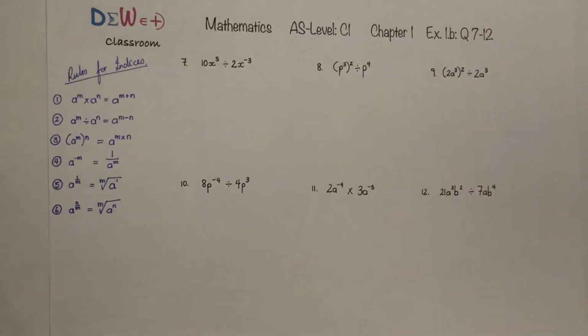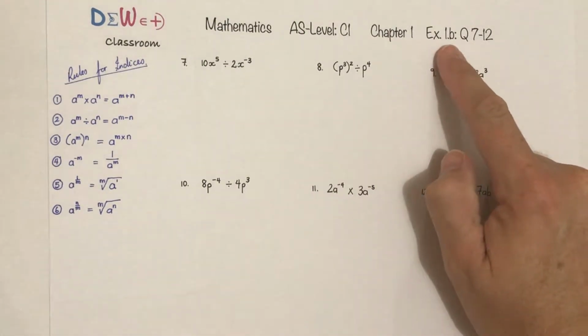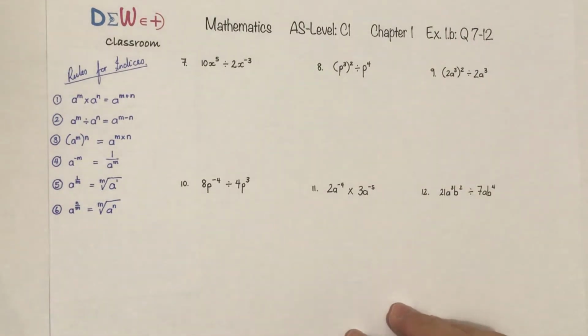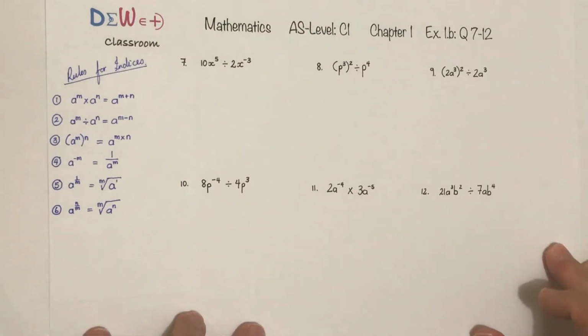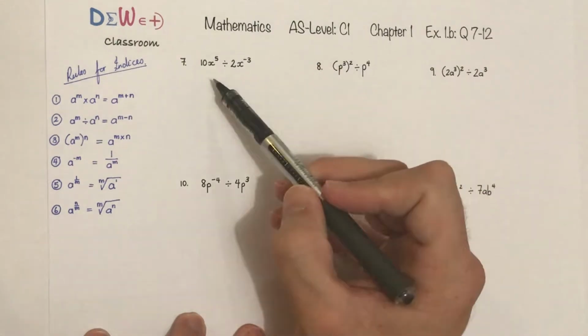In this case we are working with Chapter 1, Exercise 1B, questions 7 to 12. And as per the previous video, we are working with the rules of indices and we are simplifying the expressions that are given to us. So in this case we head straight to question number 7.